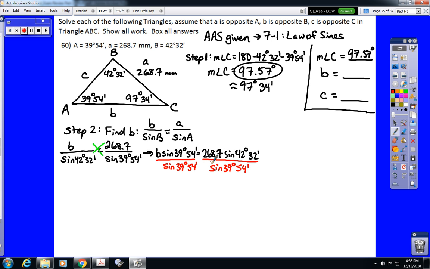So we're going to put all this in the calculator, and that is going to tell us what b is. So type that in, 268.7 sine 42 degrees 32 minutes divided by the sine of 39 degrees 54 minutes. That is 283.2 millimeters would be the units.